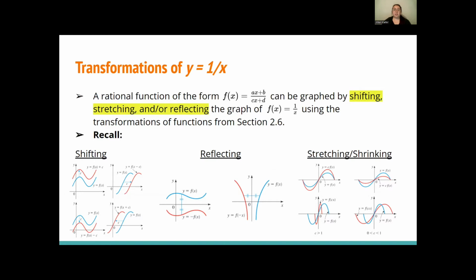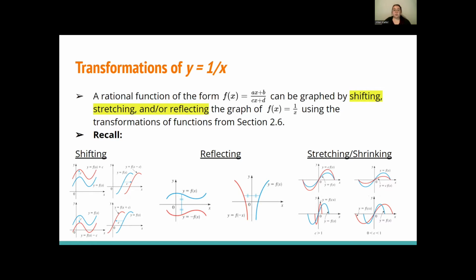can be graphed by shifting, stretching, and or reflecting your graph of f of x is equal to 1 over x using the transformations of functions that we learned from section 2.6. So in section 2.6, we learned all the different types of transformations of graphs. And so graphs of 1 over x can be used in this sense as well, to shift, stretch, reflect that graph, depending on what types of transformations you've made to your function. So it works in a lot of the same senses.